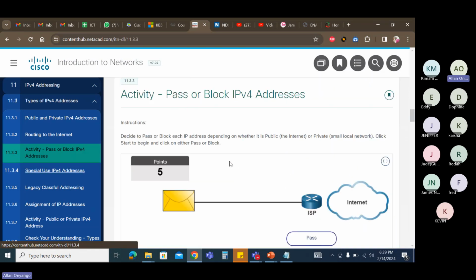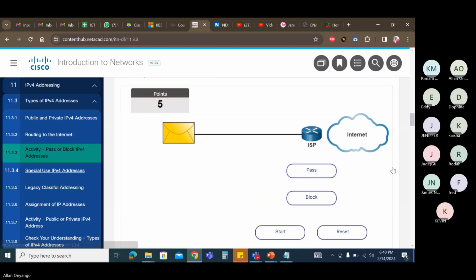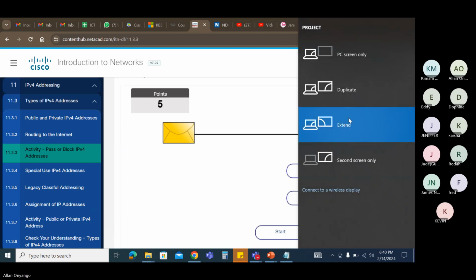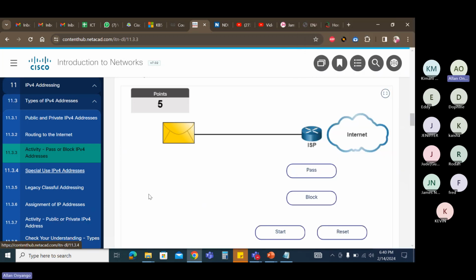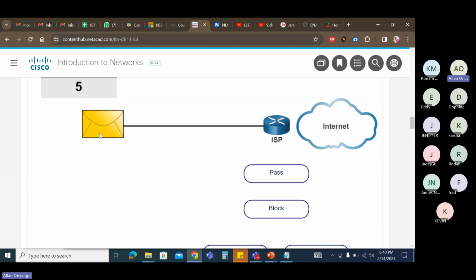Okay, I'll give you a small quiz. Check this out. Oh my God, it's not displaying anything there. I need to say project, and I say duplicate it. And if you see my screen now, check this out. This is a very small game that will earn you 5 points. Okay?